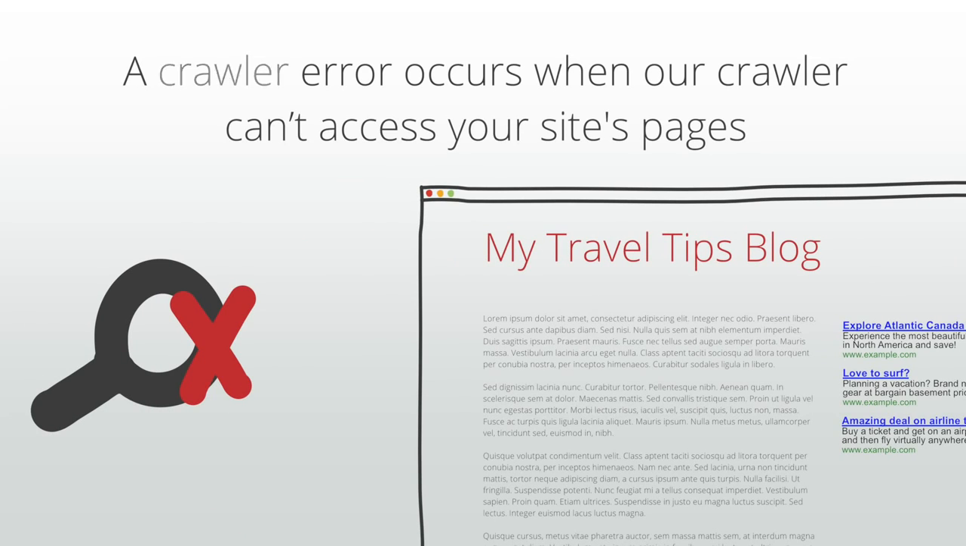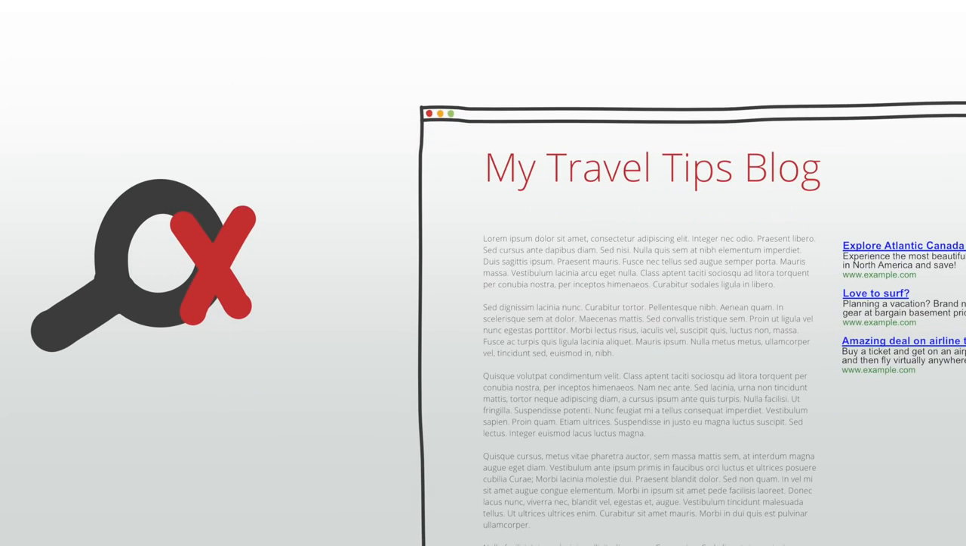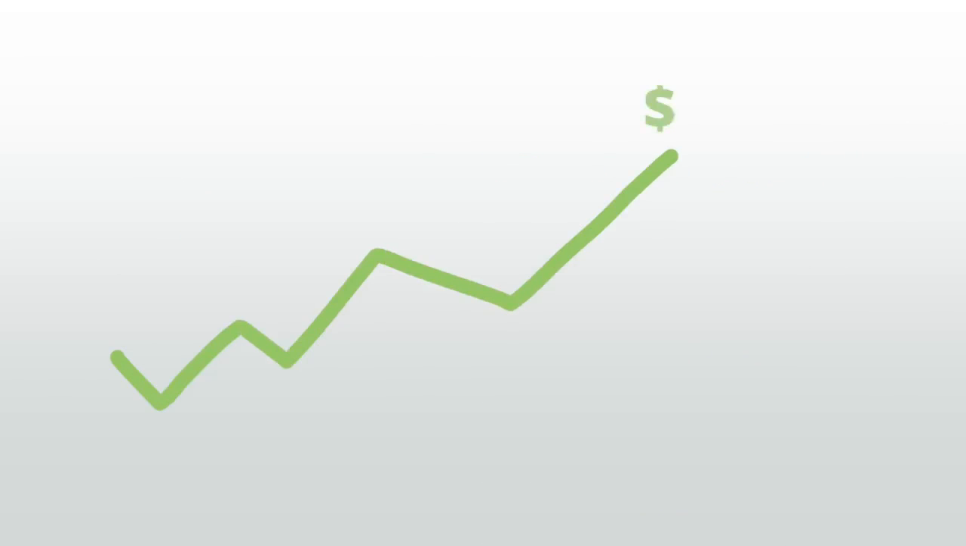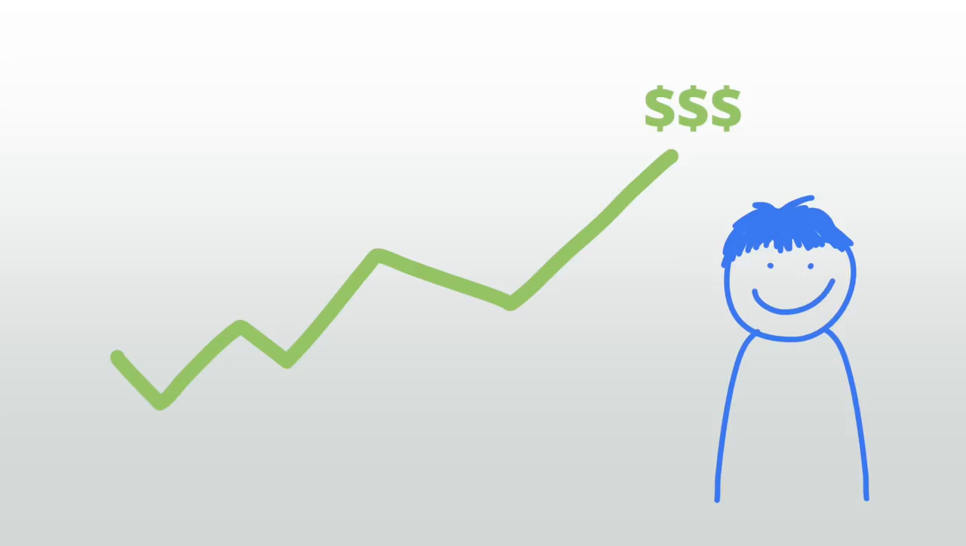So why is this a problem? If our crawler can't scan your site, we may not be able to target ads to your content or even serve ads at all. Fixing this issue may result in increased ad revenue as relevant ads are more appealing to users. There are three common causes of crawler errors.